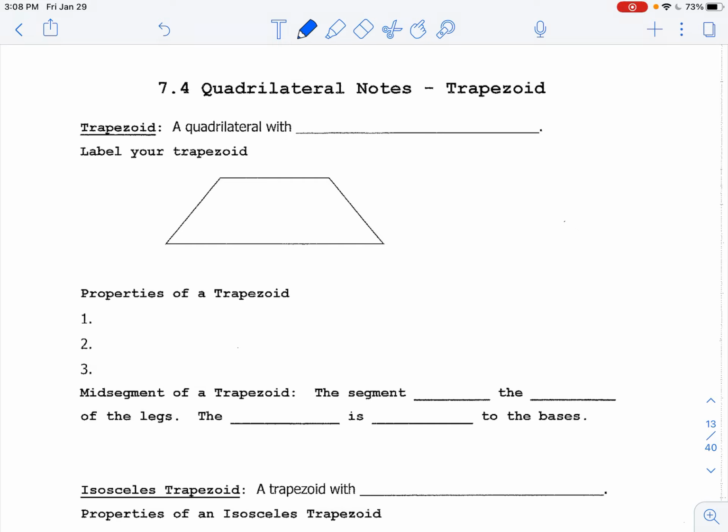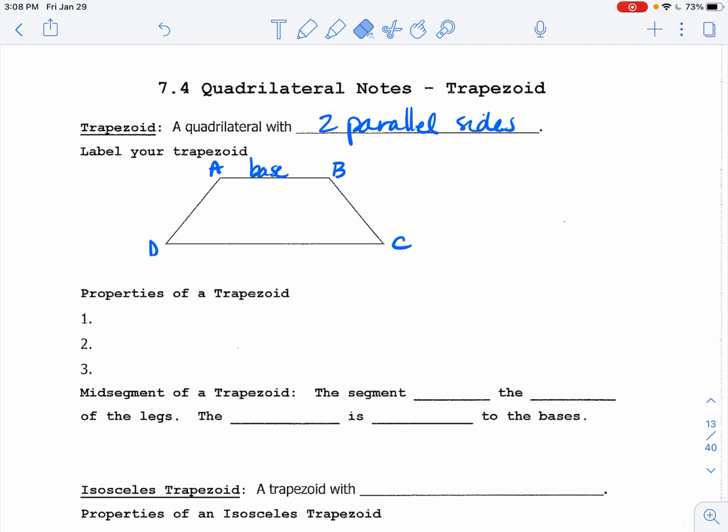This video is going to cover 7.4, the trapezoid. So a trapezoid is a quadrilateral with two parallel sides. This is how we're going to label it. I'm going to go ahead and just identify the vertices with the capital letters A, B, C, and D.